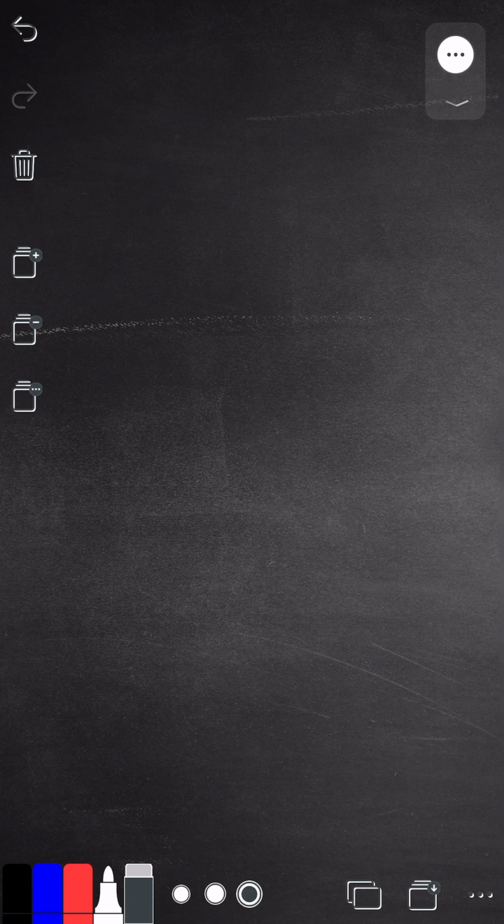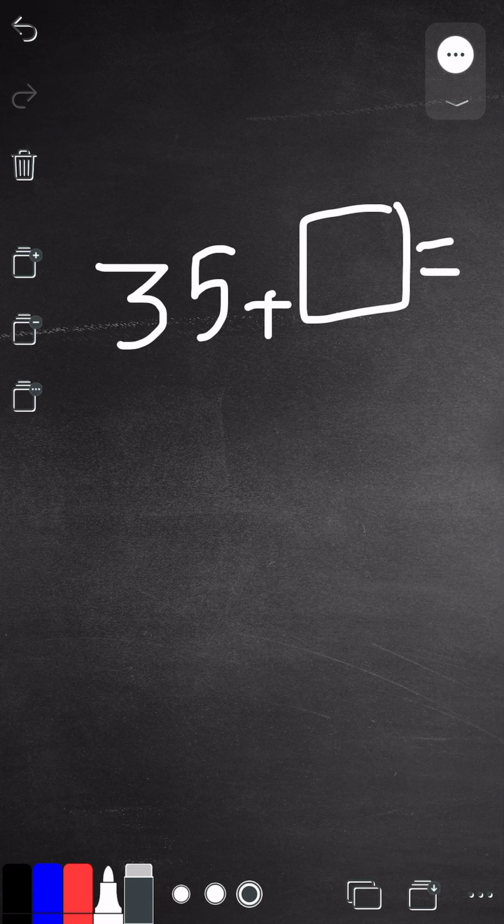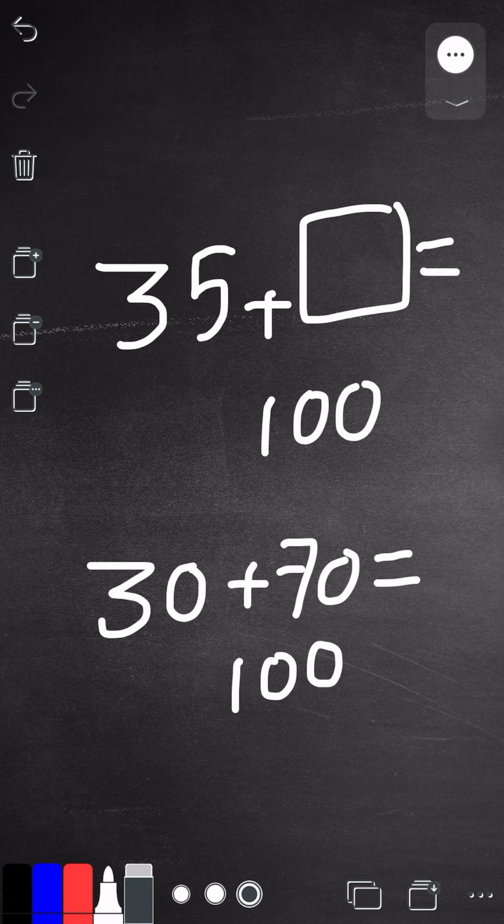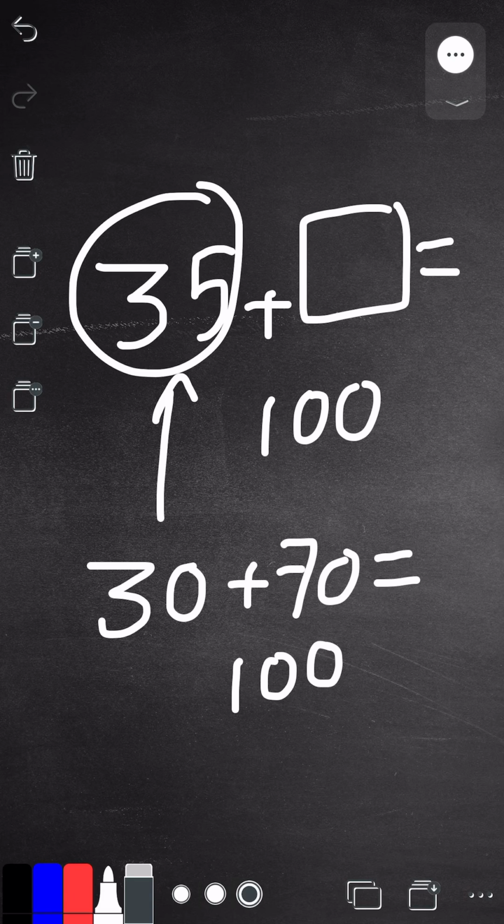Now what about this question? 35 plus what equals 100? You already know that 30 plus 70 equals 100, right? But here we have 35. So the 30 took 5 away from the 70. So you would say 30 plus 70 equals 100, then 35 plus 70 minus 5. So 70 minus 5, you count back in fives one time from 70, that equals 65.